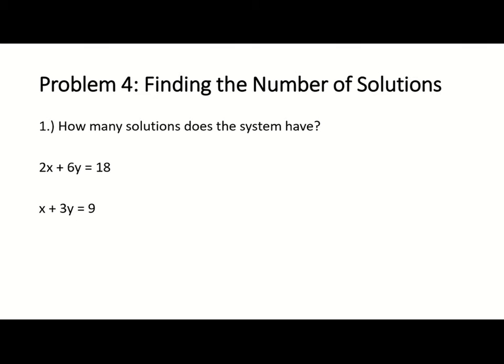Okay, the last two problems we're going to take a look at is how to see if you have infinitely many or no solution when you use the elimination method. We'll see that it's very similar to the substitution method in regards to the final result. So problem 4, number 1, we want to solve the system. 2x plus 6y equals 18, x plus 3y equals 9.